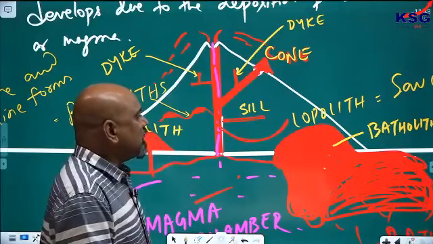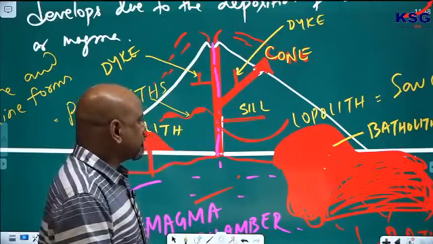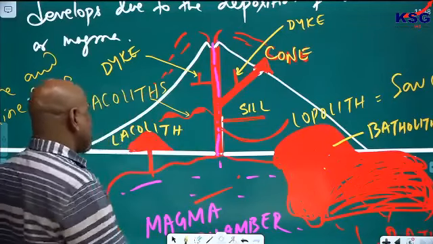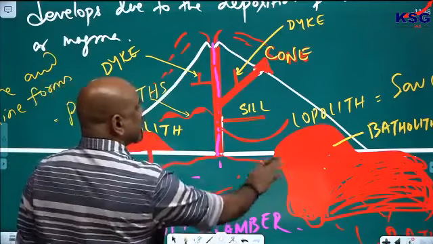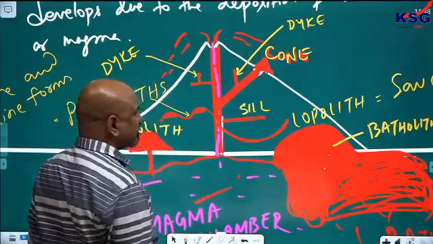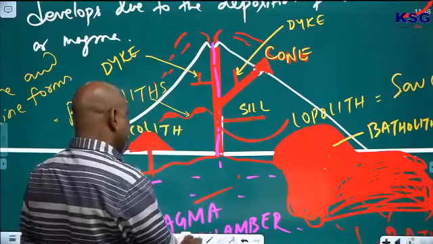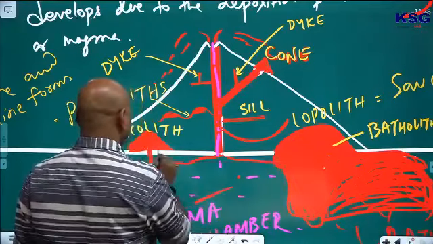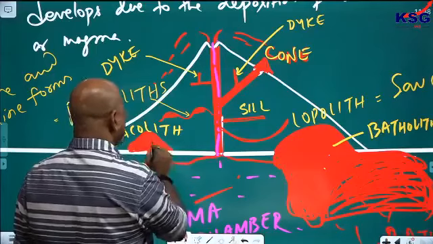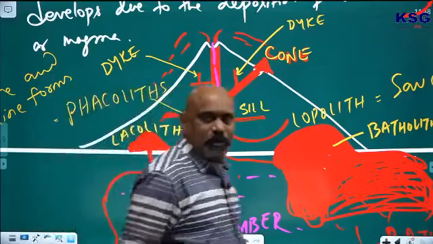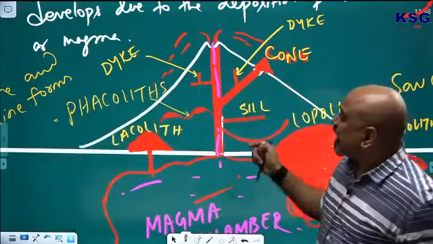Batholith is also an intrusive rock. Magma chamber is the molten one here. Here is solidified one. जहाँ सॉलिडिफाइड हुआ यहीं पे ठीक रहेगा। ओके, you need to memorize these names.